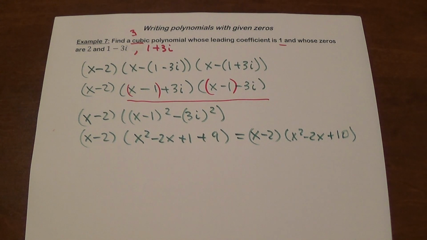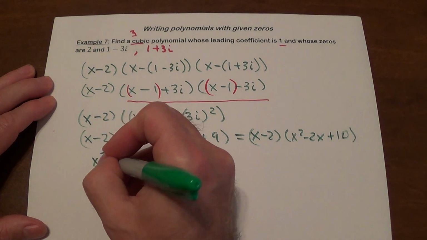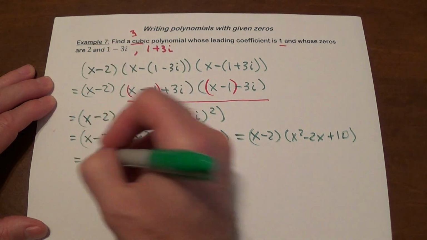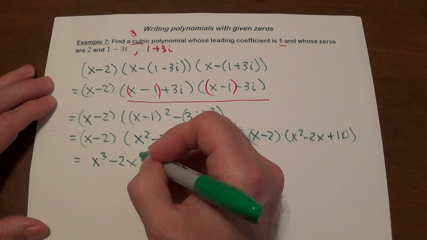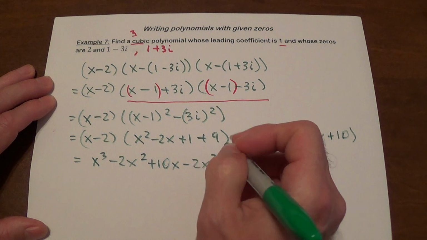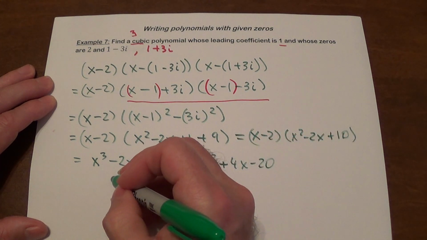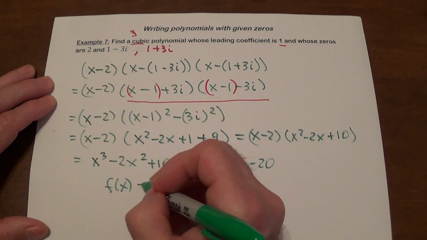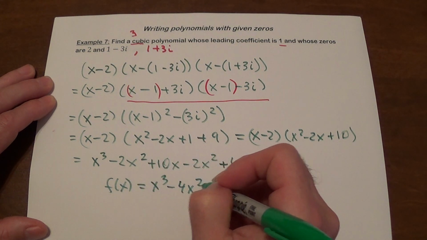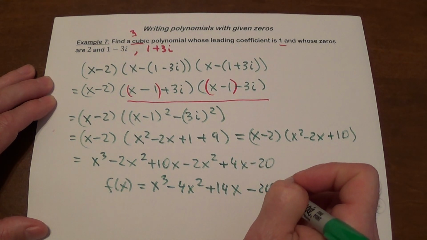And when you multiply them, you are getting the following. You're going to get, I should probably put equal signs here, x cubed minus 2x squared plus 10x minus 2x squared plus 4x minus 20, and our polynomial function is going to be x cubed minus 4x squared plus 14x minus 20.